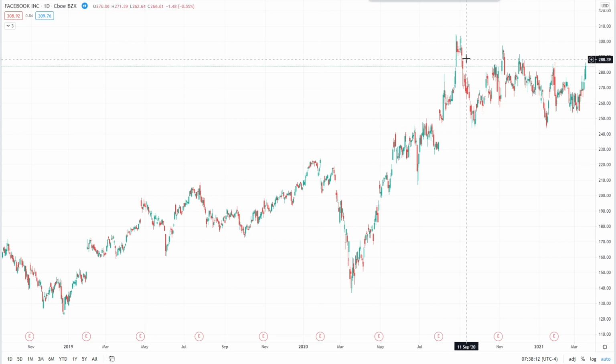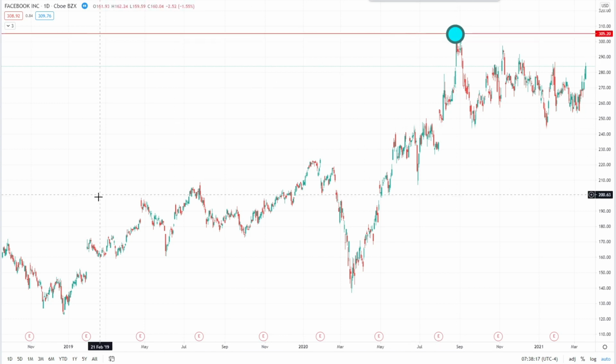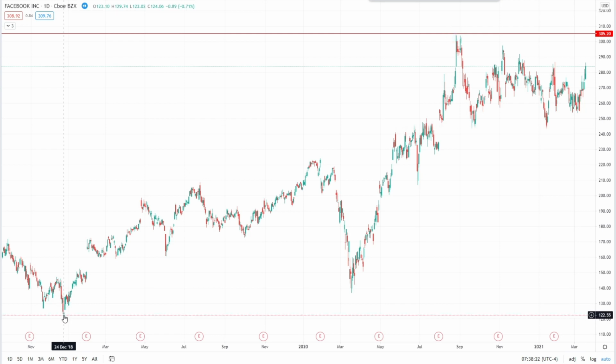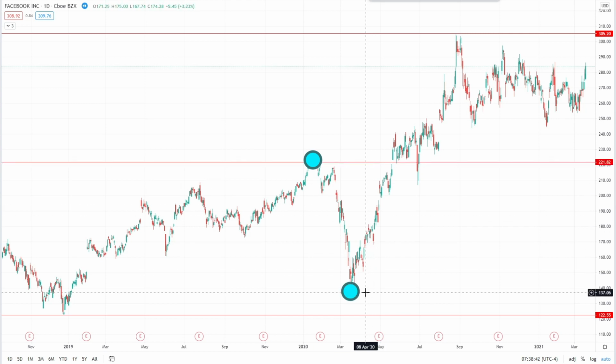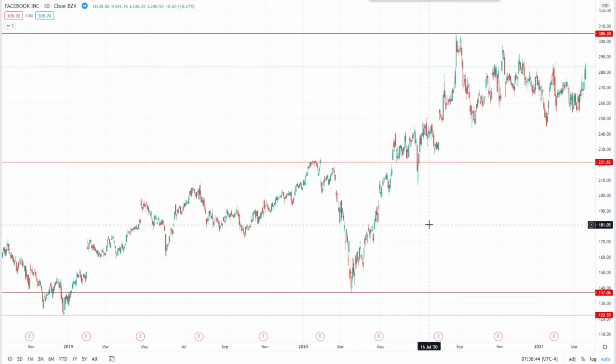The highest point of this particular range of data is here at $305. The lowest price point is here at $122. Next, we mark the most obvious reversal points, ideally reversals that have been followed by a drastic price move in the opposite direction. If the level is not obvious to you, it's not relevant to this step of the process. The most obvious levels that I can see on this chart include this one at $221 and another one here at $137.